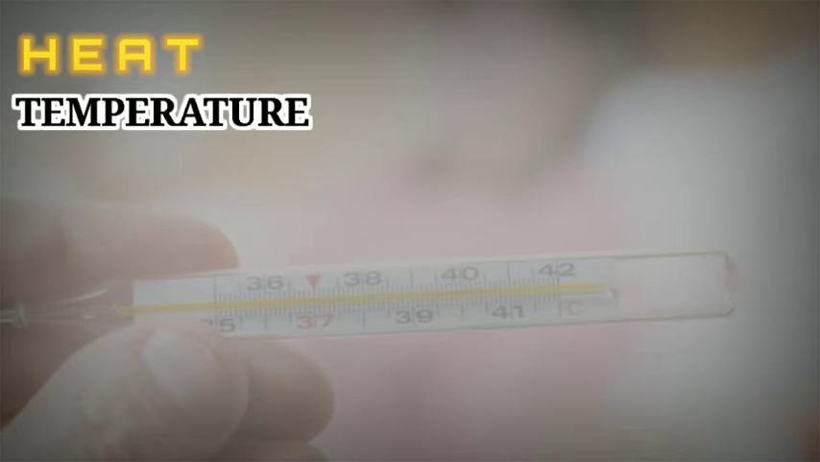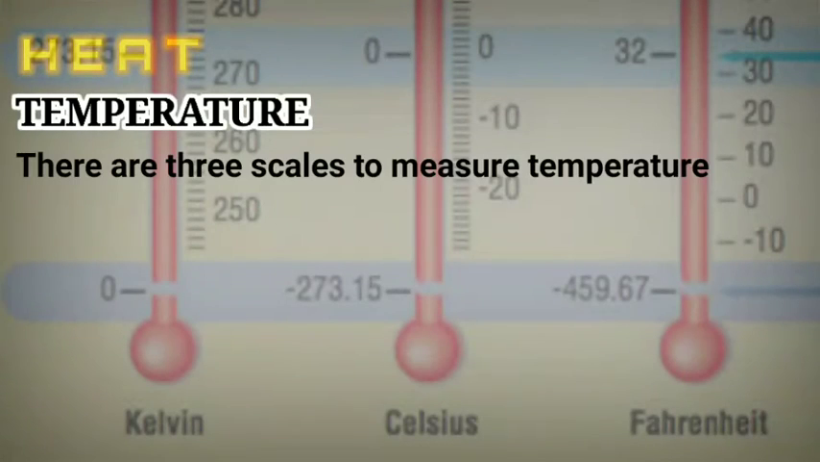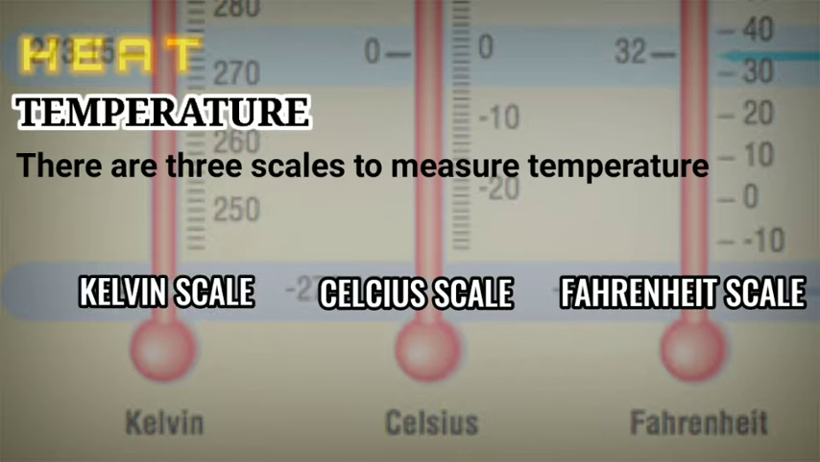Next, temperature. Temperature is a physical quantity which expresses whether an object is hot or cold. Temperature is measured with the help of an instrument called thermometer. There are three scales to measure temperature. They are Celsius scale, Fahrenheit scale, Kelvin scale. Among these three scales, Kelvin scale is the most commonly used scale.